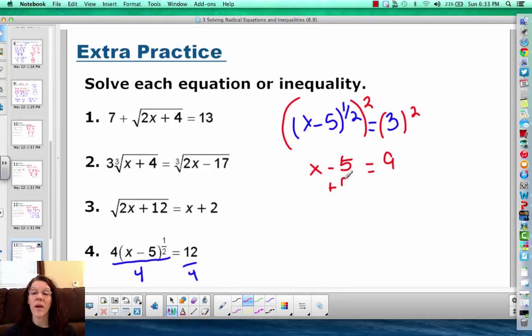I'm going to add 5 to both sides. And so x equals 14. Let's check. X minus 5 is 9. The 1/2 power of 9 is the same thing as saying the square root of 9. Square root of 9 is 3. 3 times 4 is 12. It checks, so that is our answer.